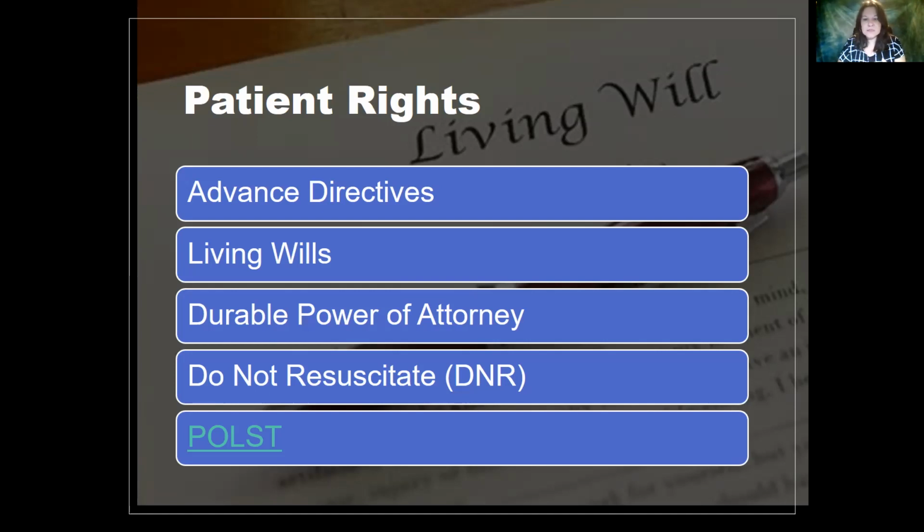A DNR means no attempts would be made to resuscitate a patient whose breathing had stopped. The nurse has an absolute duty to honor a DNR, and failure to do so could result in battery charges against the nurse or negligent infliction of pain and suffering. The patient themselves can revoke a DNR at any time, or a living will, and allow natural death.